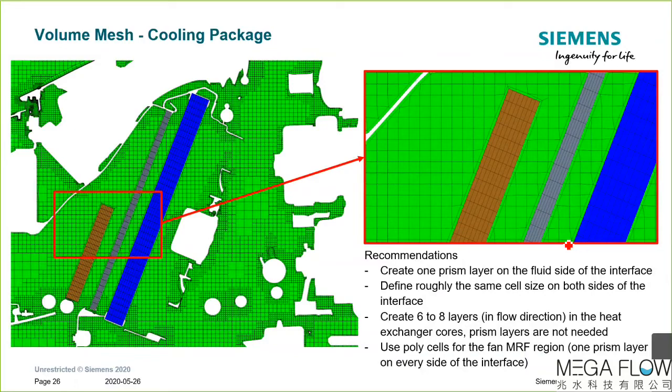For the heat exchanger cores, I recommend the directed mesher. You should create 6 to 8 layers in the flow direction. What else do we have? Yes, for the MRF region, for example for the tires, but also for the fans, we recommend to use the poly mesher.